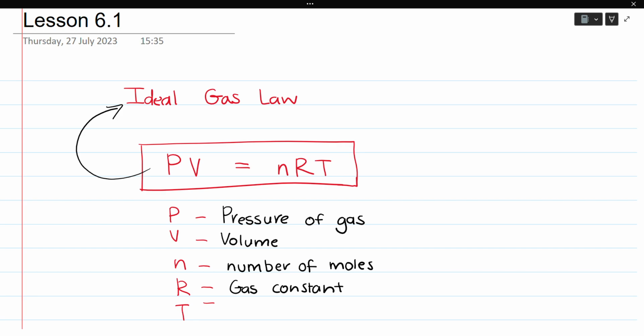We know about constants that it's basically just a number, and it's a number that goes something like 8.31 and so forth, joules per kilo mole. So this will be given to you in your data sheet, so you don't have to remember that value. And then lastly, T is the temperature of the gas.